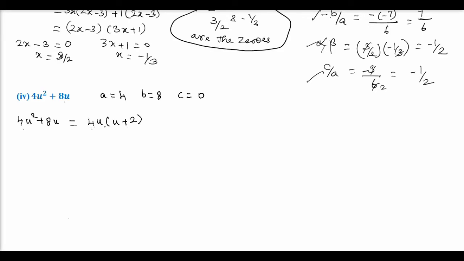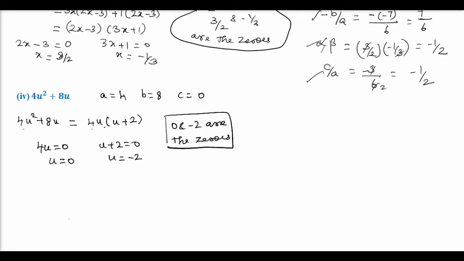The factors here are 4u and u plus 2. So let me equate the first factor 4u to 0 so that you get u equals 0. Next, let's equate the next factor to 0 so that you get u equal minus 2. Therefore, 0 and minus 2 are the zeros of the given polynomial, right? Now, let's go for verification. In order to verify, let me take alpha equals 0 and beta equal minus 2.